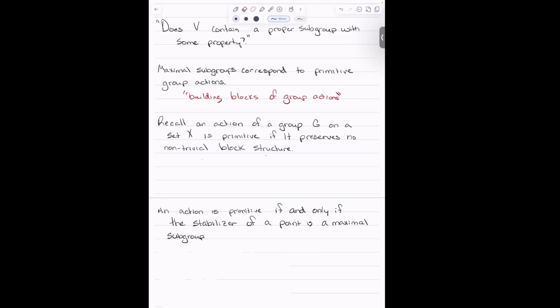So if you're able to study all maximal subgroups, then at the same time, you're able to possibly induce information about what types of actions the group can have.